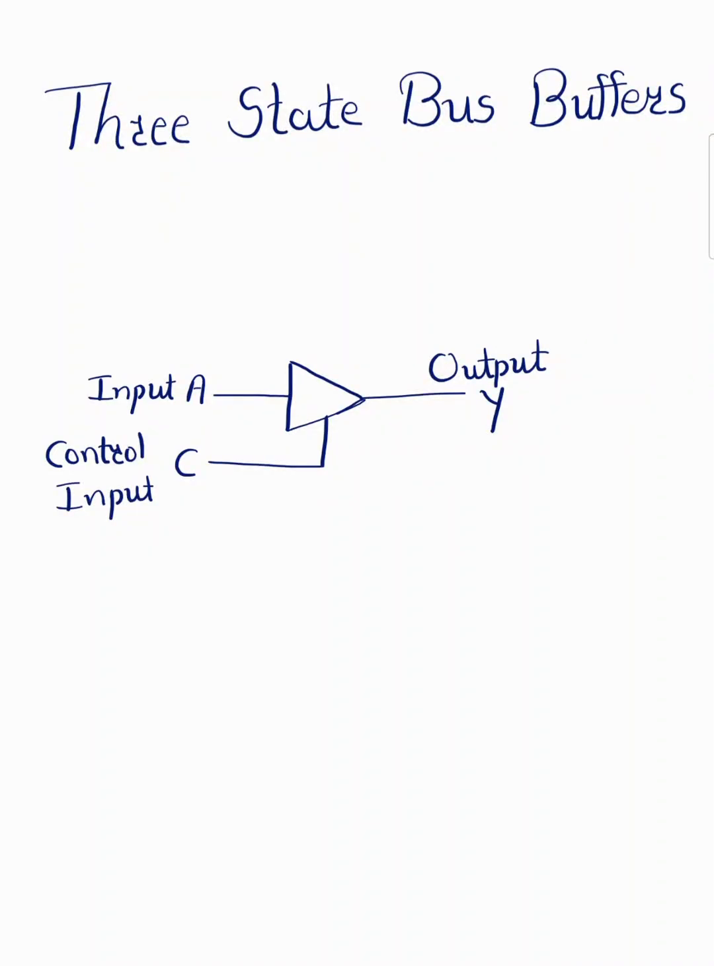Hello everyone. In this lecture we are going to learn about the three-state bus buffer. For data transfer we require a common bus system. In my earlier lecture I explained how to create a bus using multiplexers, so we have already learned that. Today we are going to learn how we can create a bus using three-state buffers, which you can also call tri-state buffers.